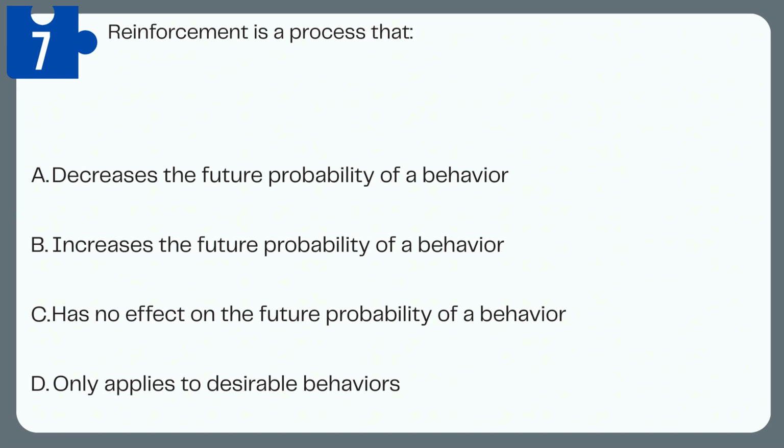Question 7. Reinforcement is a process that: A. Decreases the future probability of a behavior. B. Increases the future probability of a behavior. C. Has no effect on the future probability of a behavior. D. Only applies to desirable behaviors.